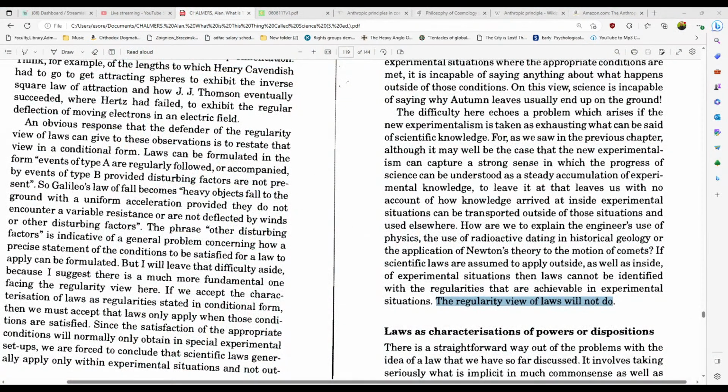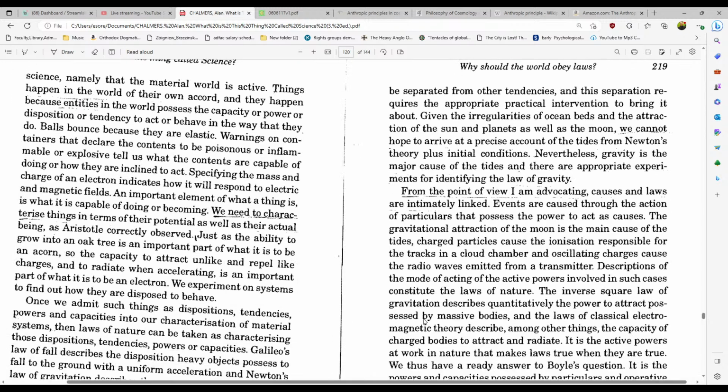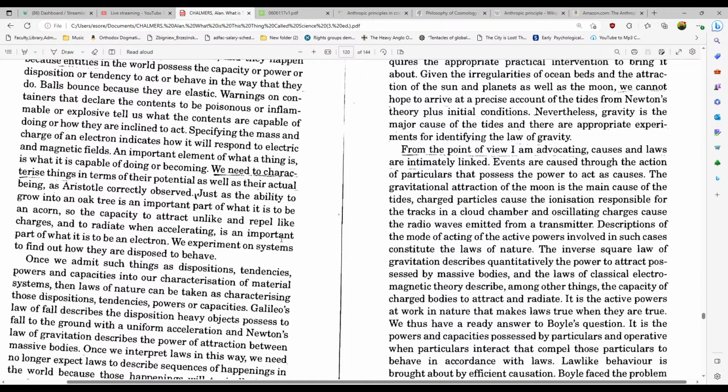And watch this. I told you. We need to characterize things in terms of their potential as well as their actual being, as Aristotle correctly observed. Wham. Just as the ability to grow into an oak tree is an important part of what it is to be an acorn, so the capacity to attract unlike and repel like charges and radiate when accelerating is an important part of what it is to be an electron.